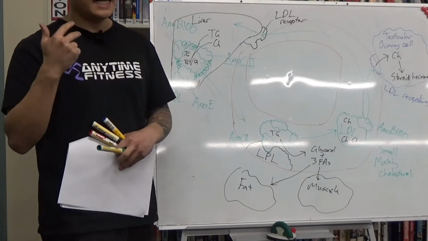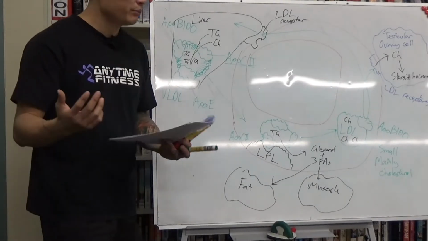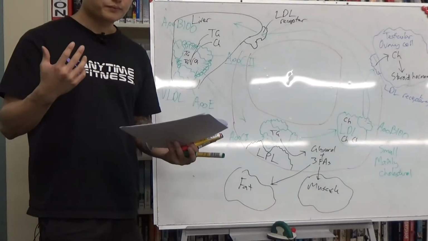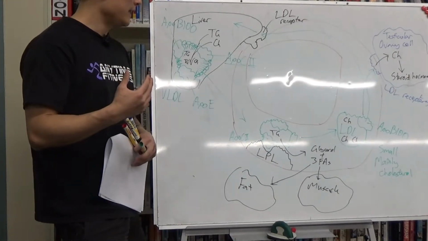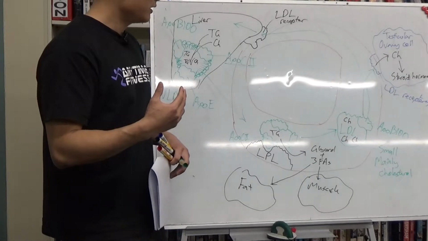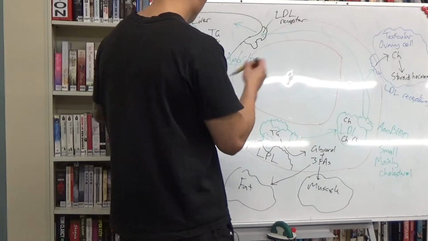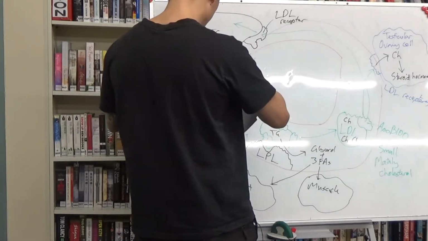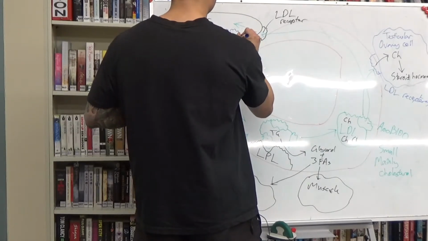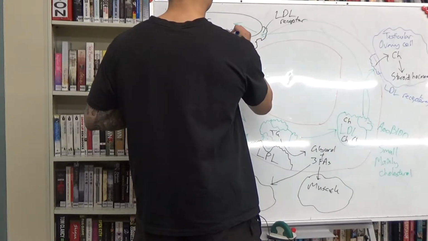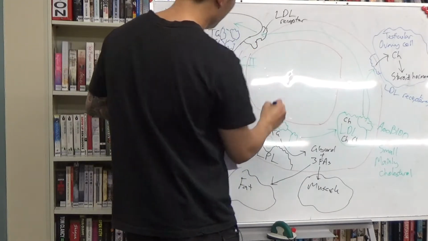Now we have HDLs, or high density lipoproteins. So high density lipoproteins are different. They actually have like a scavenging function. HDLs are mostly proteins, so they're going to come out and they're not going to carry anything.